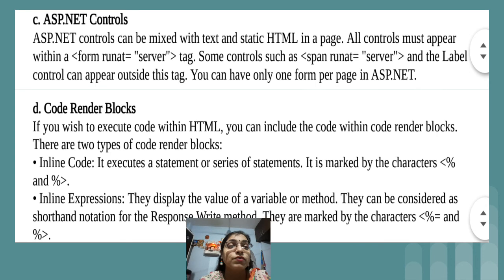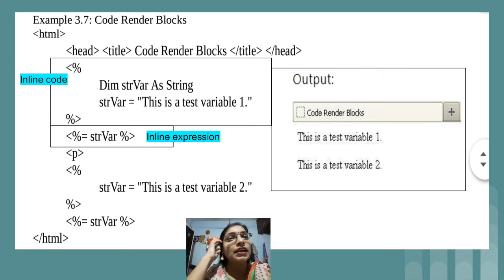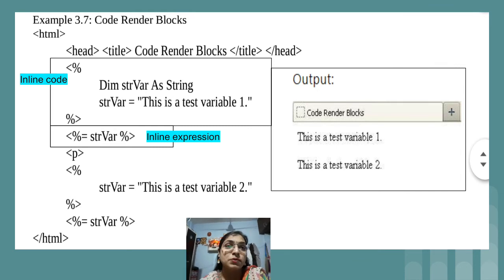Okay, so just see the example. This is the example of code render block. Just see that we have an HTML tag. In the HTML tag we have a head tag. In head we have title, then we have closed the title tag and head tag, and directly, without using the body tag, we have started writing the code. So both blocks we have used in this example, that is inline code and inline expression.